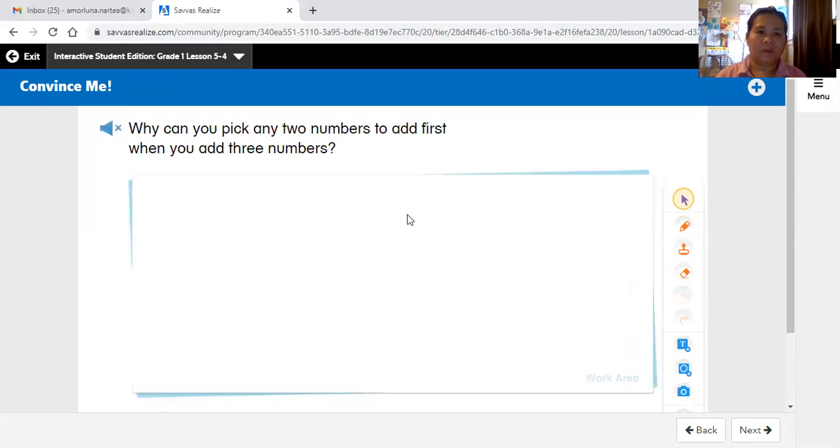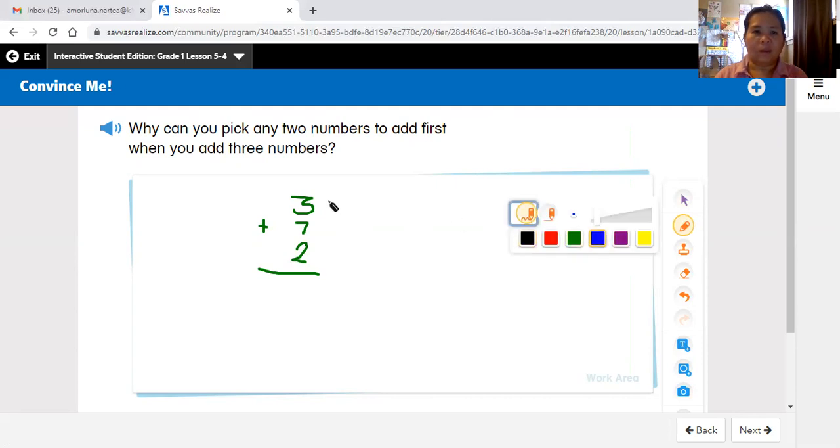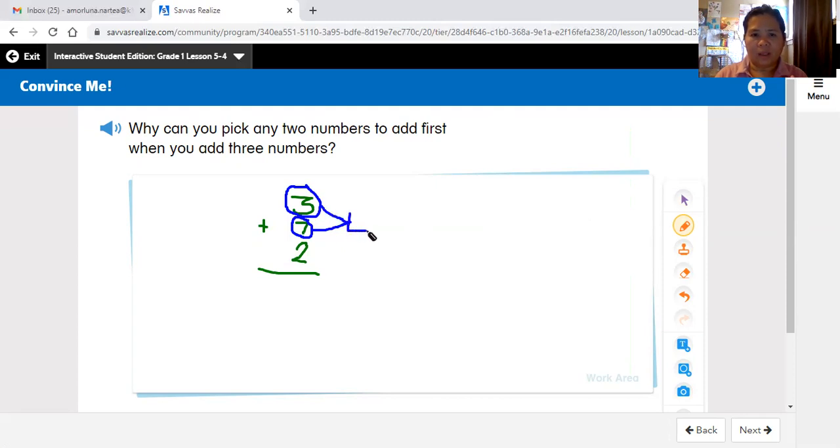Here is the problem. Why can you pick any two numbers to add first when you add three numbers? Why do you think so? Yes, we have to add or pick two numbers first. Let us just say, I will give you another example here. I will give you 3 plus 7 plus 2. So why can we pick any two numbers to add first? So that it will be easier for us to add the 3 numbers, right? So again, our strategy of making 10, 3 and 7 makes 10. So I will write that 10 here.